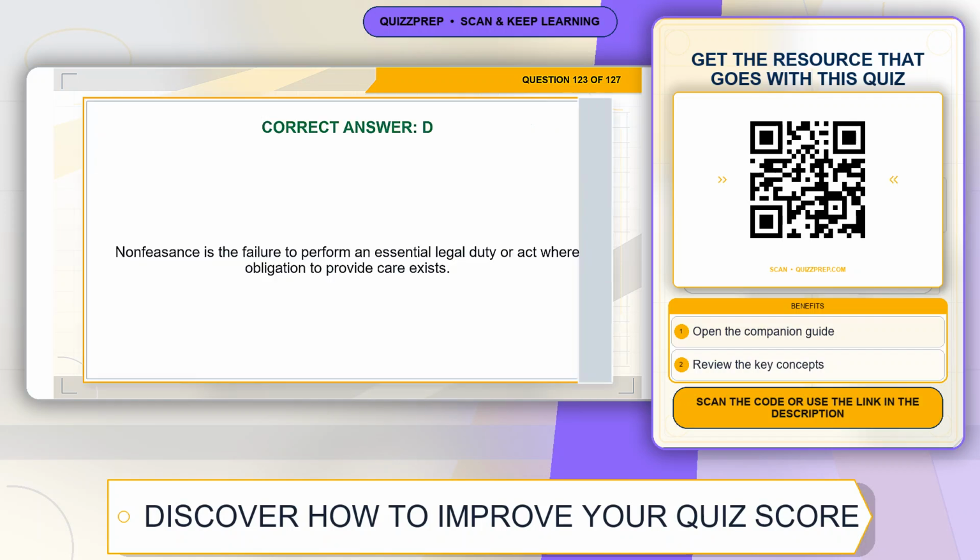Nonfeasance. Explanation. Nonfeasance is the failure to perform an essential legal duty or act where an obligation to provide care exists.